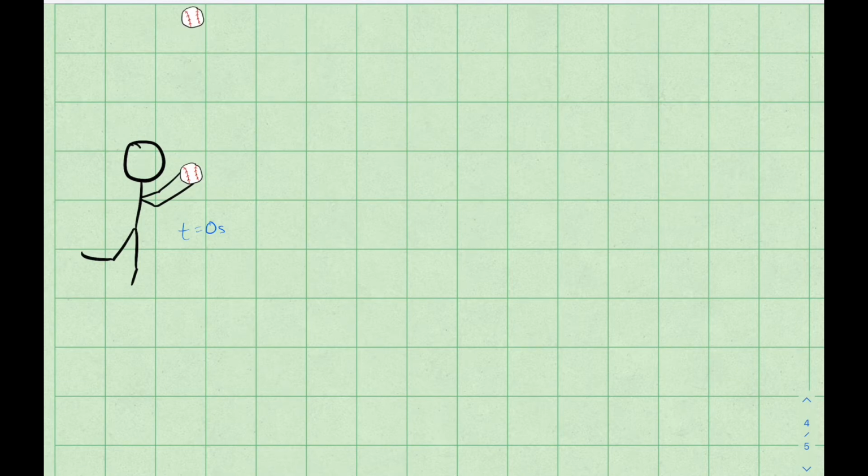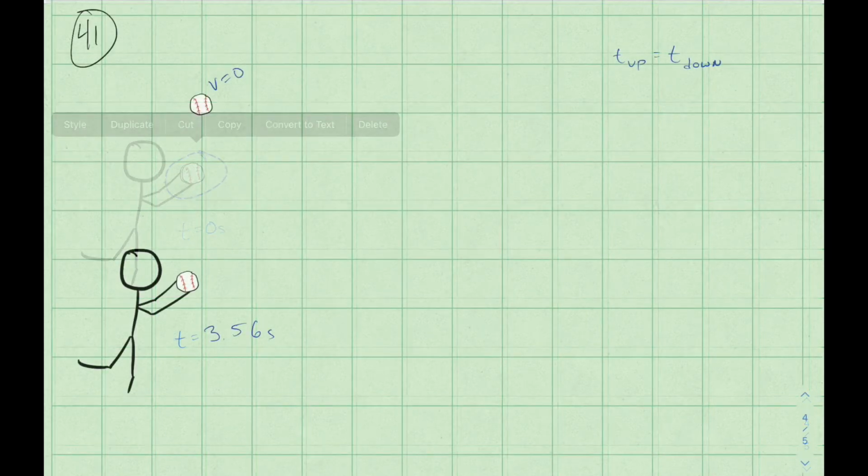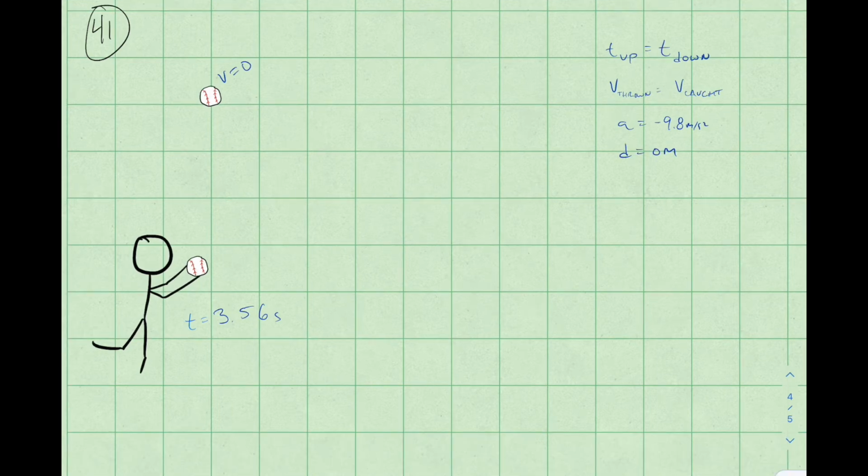At time 0, we throw it up into the air. It reaches its highest point, then it falls back down. The time that is given to us is the time it takes for it to return to the person's hands, meaning the total time, the time up and down. We know some things about these types of problems. We know that time up equals time down, that the velocity you throw it with is the same as the velocity you catch it with, that the acceleration is always negative 9.8, and that the displacement up is equal to the displacement down.